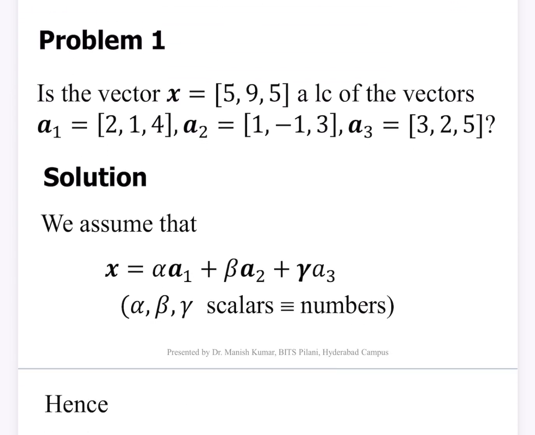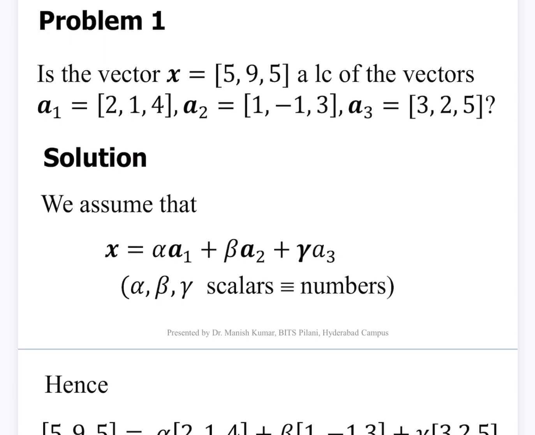Now let us see the problem. How to solve the problem? The question is like that. Is the vector x, a 3-vector (5, 9, 5), a linear combination of the vectors a1 = (2, 1, 4), a2 = (1, -1, 3), and a3 = (3, 2, 5)? This is my question.